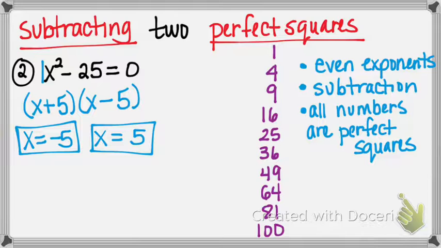All right, try to do number 3. I'll go ahead and write it up here. Number 3 is 4x squared minus 49 equals 0. Go ahead and try to do that one.